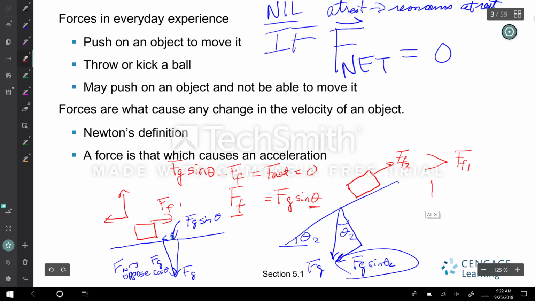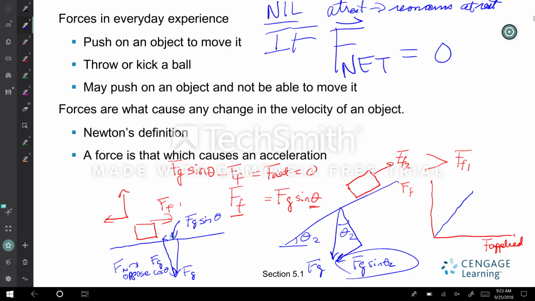So if we look at the applied force versus the force of friction, we're going to see two behaviors in our ideal model, okay? We're going to see a 1-for-1, 45 degrees. The force of friction equals the applied force in magnitude. So they add up to 0. All the way up to some limit where it fails. That's called the static limit.